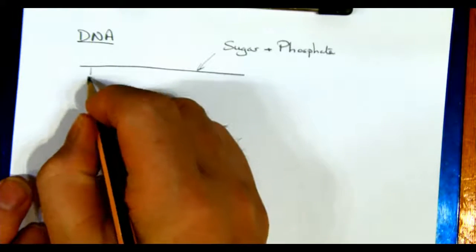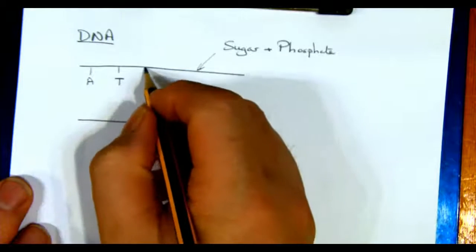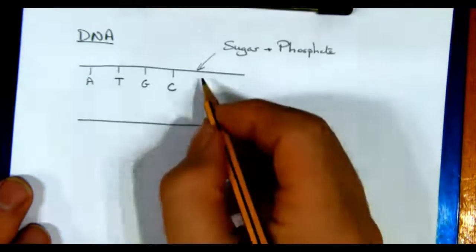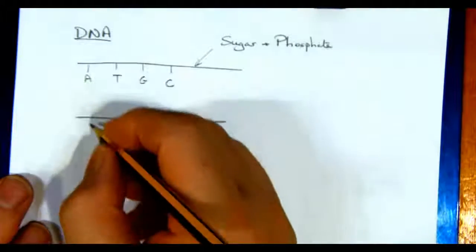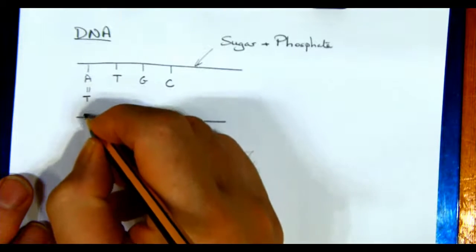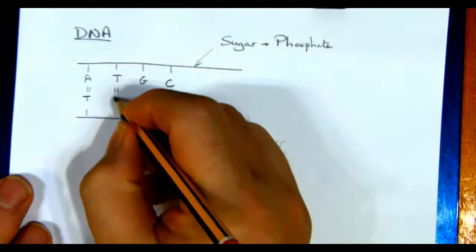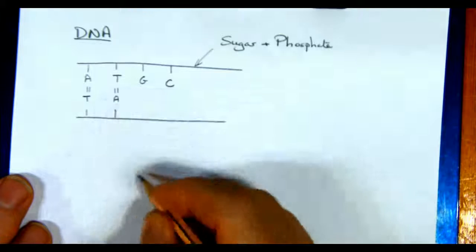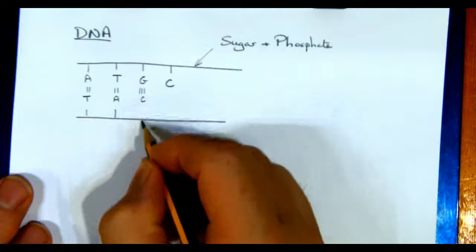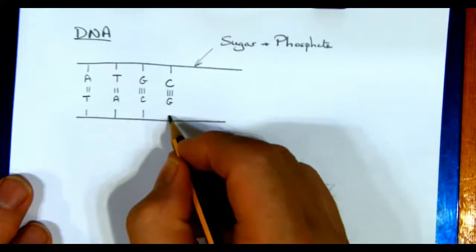We've got A, adenine, T, thymine, G, guanine, C, cytosine. A bonds with T on the other side. T surprisingly bonds with A on the other side. G bonds with C, and C bonds with G.